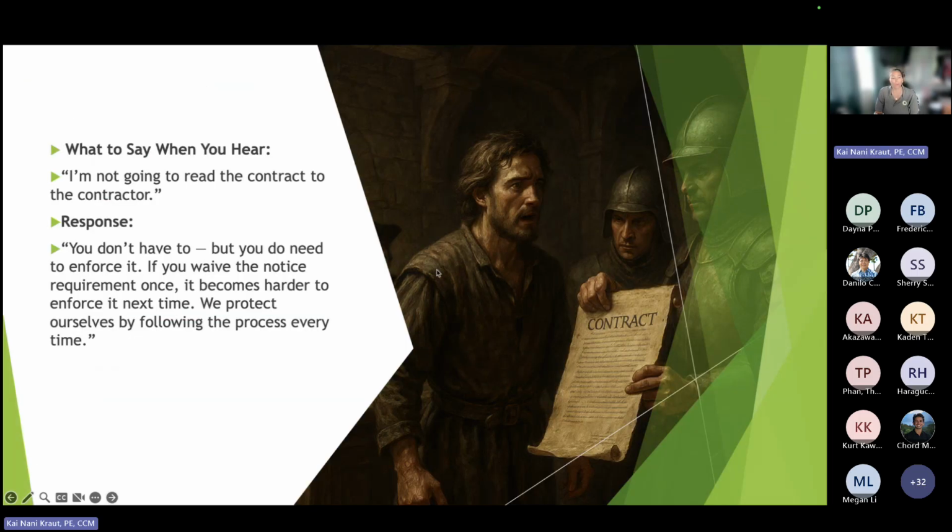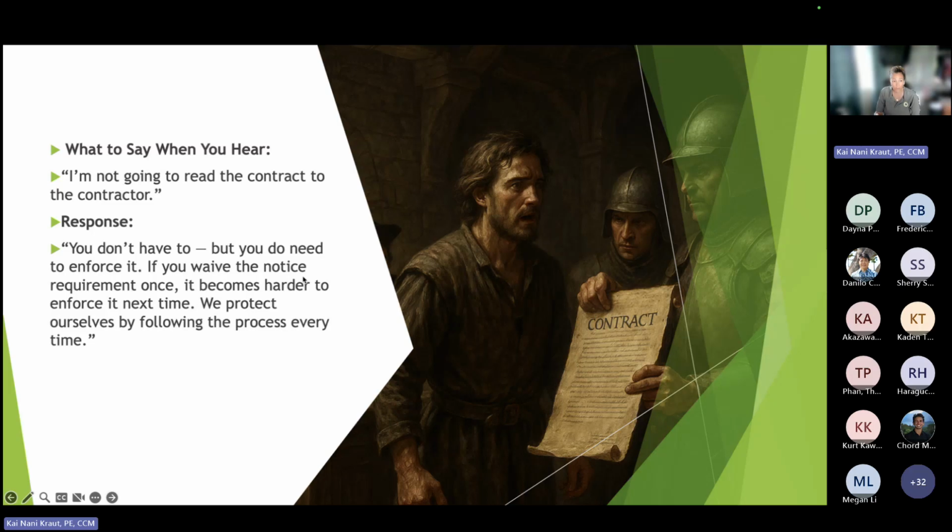Okay, so this is what I hear. I like to try to say, okay, if you think this is a change, if you feel this is a change, make sure you follow 104, whatever is applicable, and provide those notifications. Otherwise, you're going to waive your rights. So I've heard, I'm not going to read the contract to the contractor. That's fine. You don't have to, but you do need to enforce the contract.